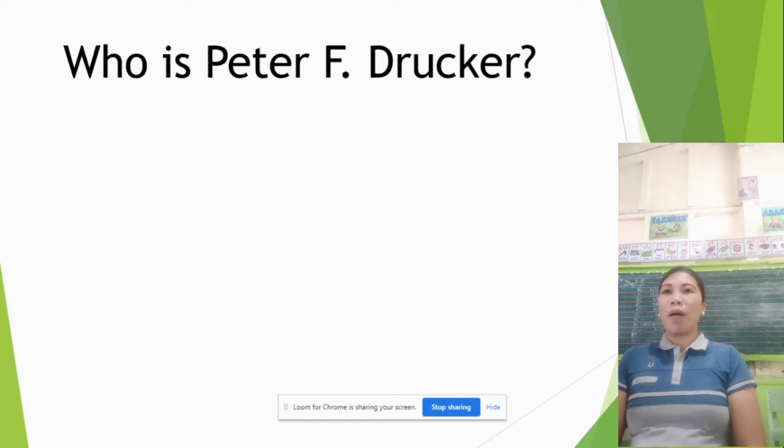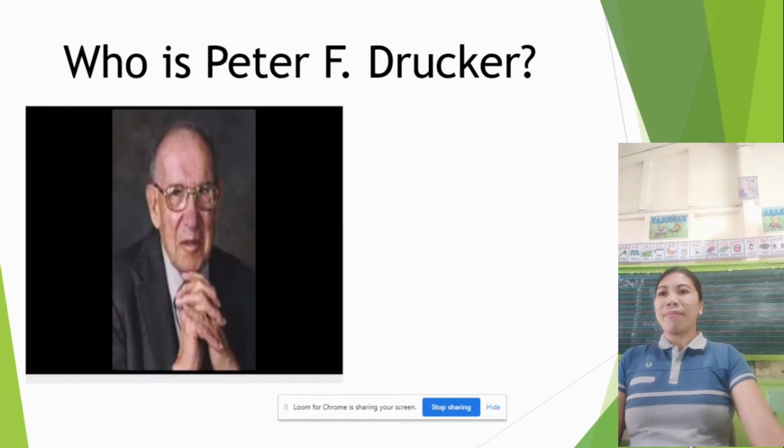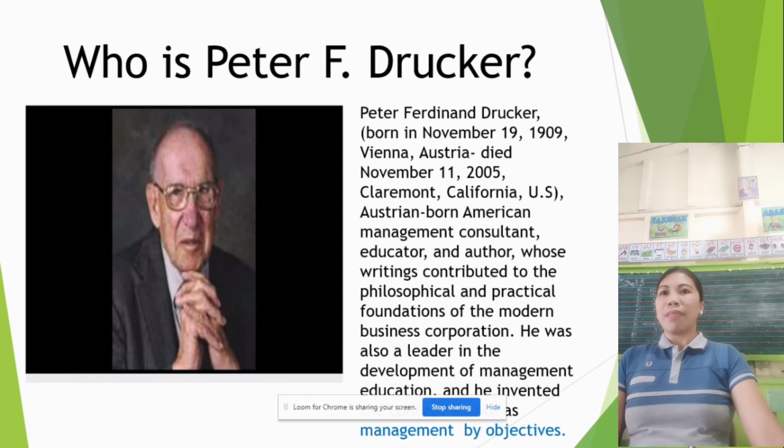My topic is about authority, structure, and organization. Who is Peter F. Drucker? Peter Ferdinand Drucker, born in November 19, 1909, Vienna, Austria, died November 11, 2005, Claremont, California, U.S.